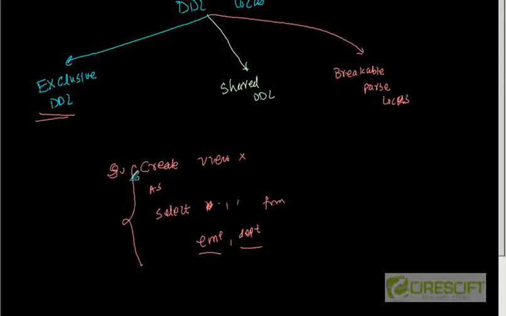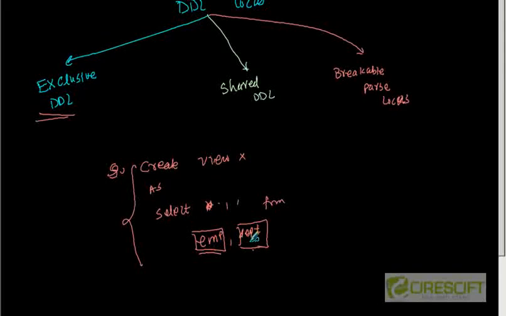To get that done, what Oracle is going to do automatically is lock the employee and department tables with a shared DDL lock. So in this case, the employee table and department table will be locked using a shared DDL lock, and this lock will still allow insert, update, and delete on these tables.